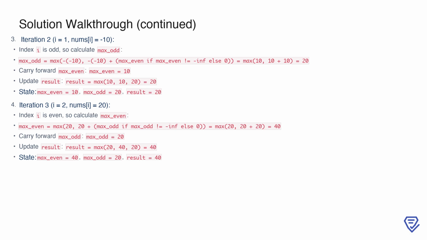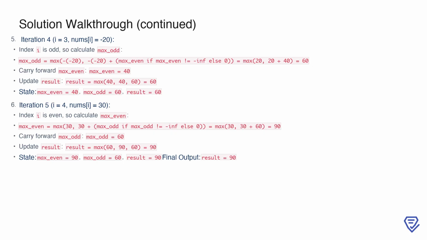In the third iteration, the element at index 2 is 20. Since the index is even, we calculate max_even as the maximum of 20 and 20 plus the previous max_odd value, which is 20. This gives us max_even equals max(20, 20 + 20), resulting in 40. We carry forward the value of max_odd, which remains 20, and update result to 40.